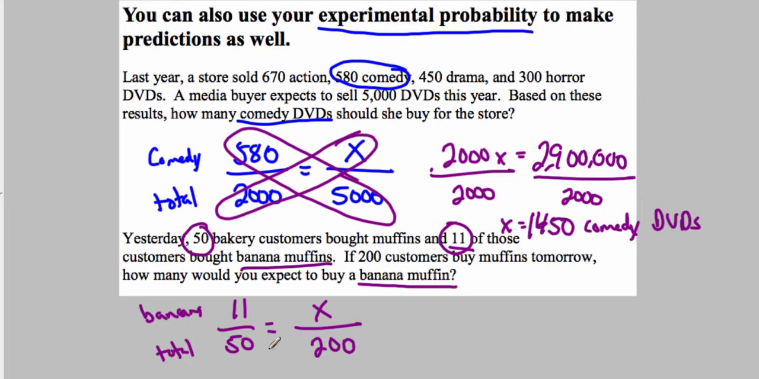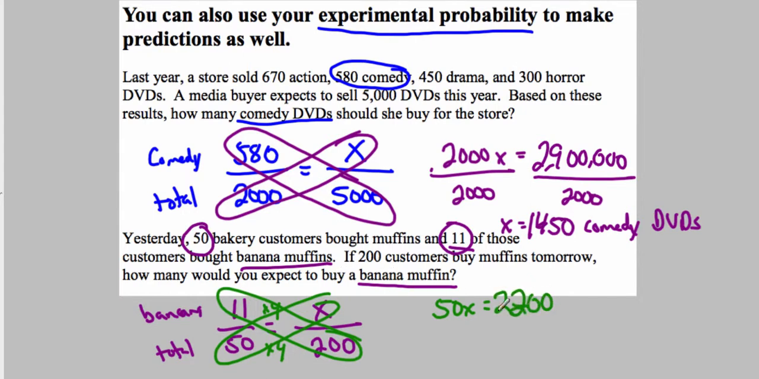So for some of you, you might see that you could just multiply 50 times 4, so we want to do the same thing up here. But if not, remember you can just do your cross products. 50 times x is 50x. 200 times 11 is 2,200. Solve our equation, divide both sides by 50. And we get an expectation that we would sell 44 banana muffins. So if we know we're going to be busy the next day, we know how many banana muffins to make in anticipation of selling about as many as we did the previous day based on the number of customers. So we're using that probability to help us find that new information.